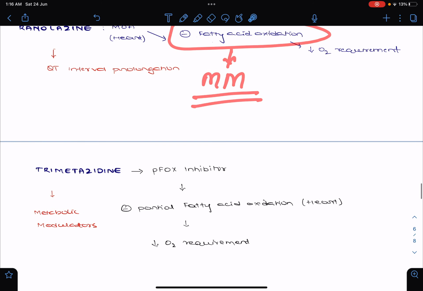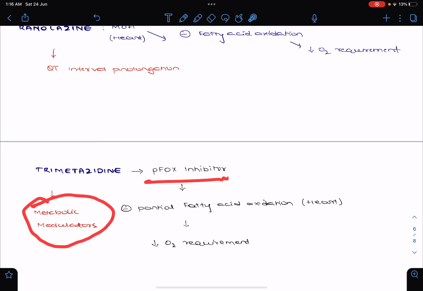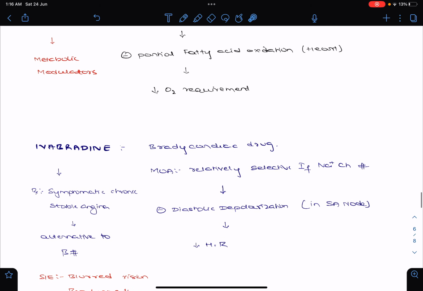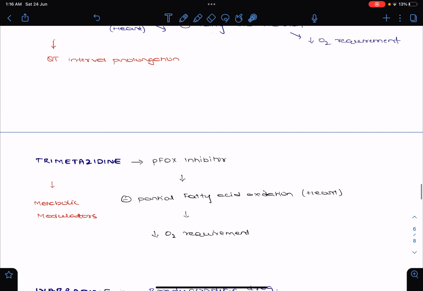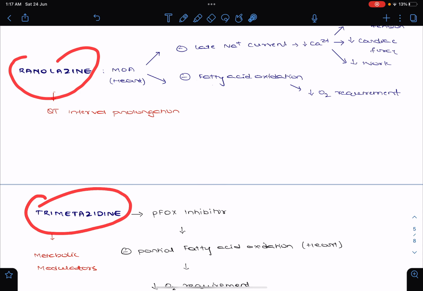So next, coming to the trimetazidine. The mechanism of action is, these are the PFOX inhibitors, that is the partial fatty acid oxidation inhibitors. They are also called metabolic modulators. Basically the trimetazidine is going to inhibit the partial fatty acid oxidation in the heart, thereby decreasing the oxygen requirement. So there are two drugs which can inhibit PFOX, that is ranolazine as well as trimetazidine.